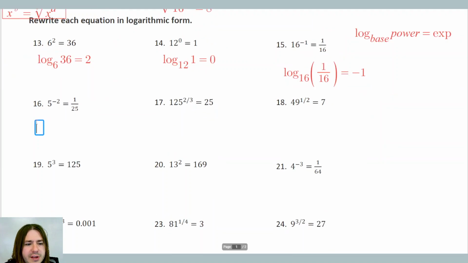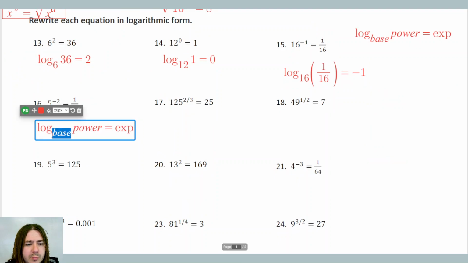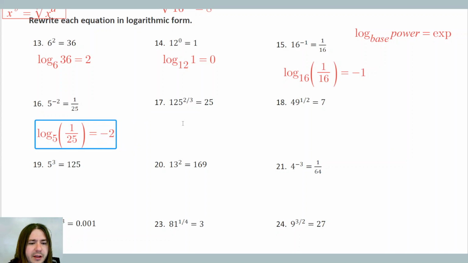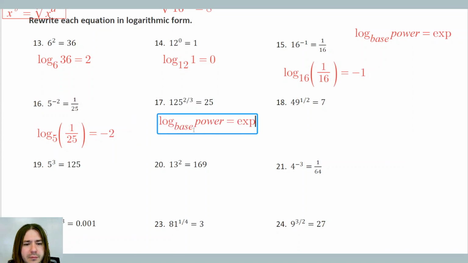For number 16, we got the base, which is 5. The power is that fraction again. Anything that's a little bit more complicated than just a single number, I'm going to put in parentheses, just to make it easier to read. And the exponent's -2. For number 17, the base is 125. The power is 25, and the exponent is 2/3.